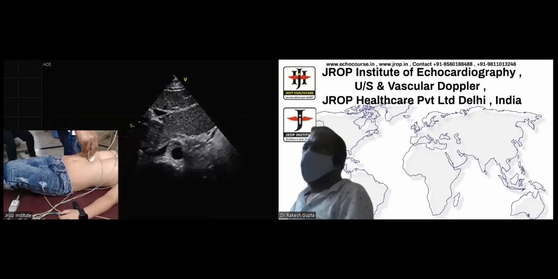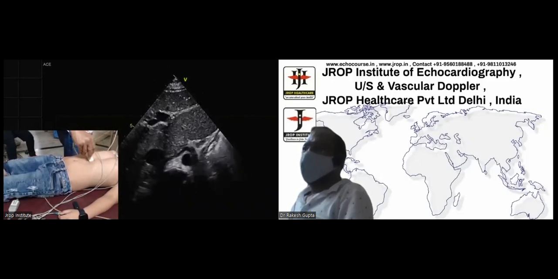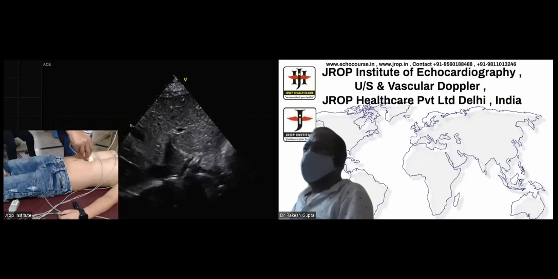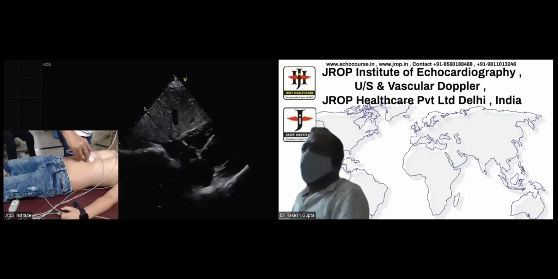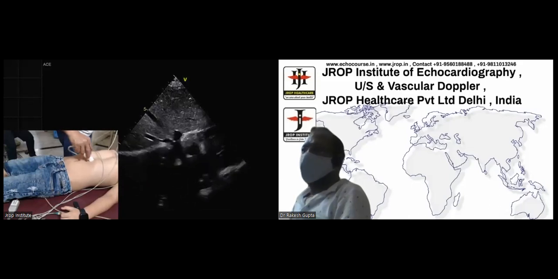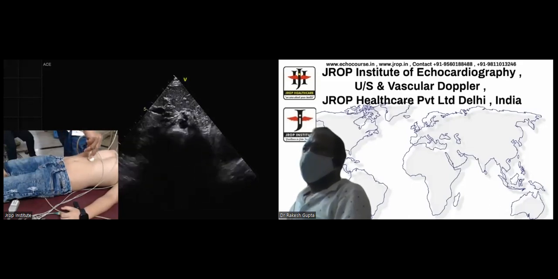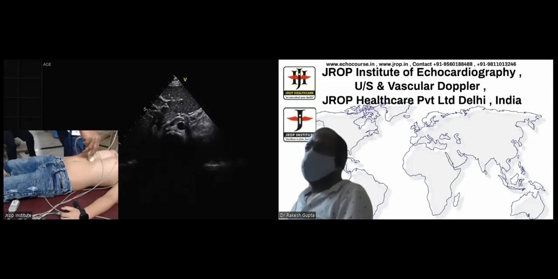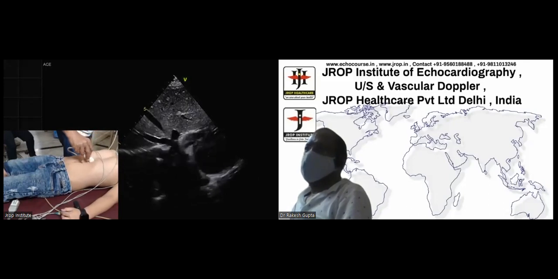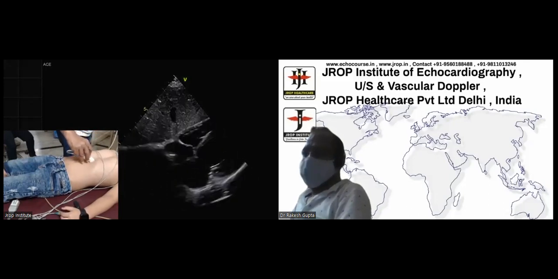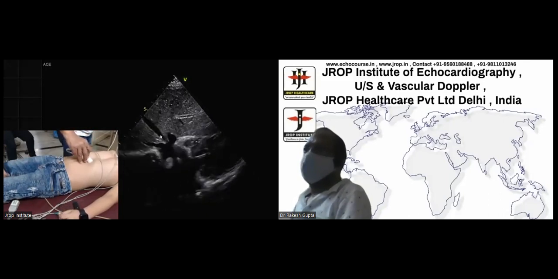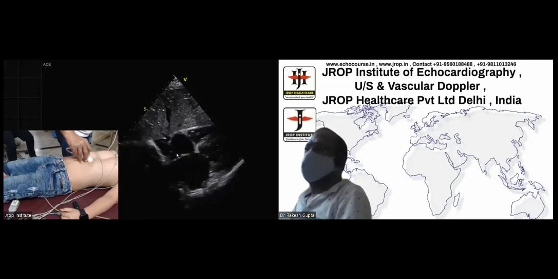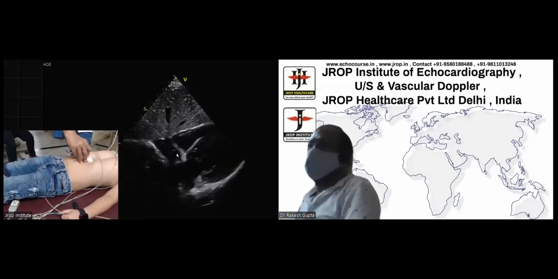Once we've identified this, I'm going to angulate. Now look at my probe, look at the screen. I'm angulating my probe to the right shoulder. I'm perpendicular again. I'll increase my depth. I'm now angling towards the right shoulder. And the structure which is draining towards the right shoulder is draining into a structure which is the morphological right atrium.